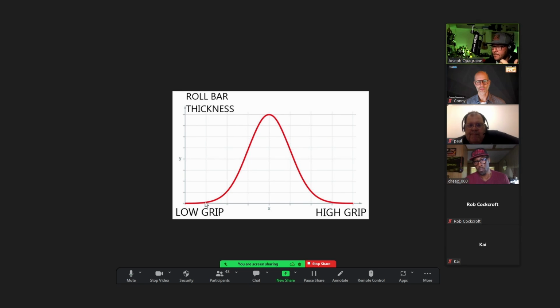So this kind of situation will cause confusion also when it comes to setup. When someone asks, I'm going to a high grip track, should I put a thicker roll bar on? Well, yes and no.